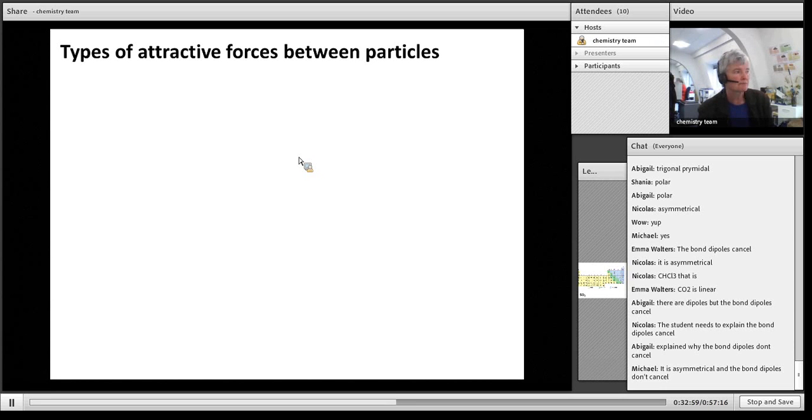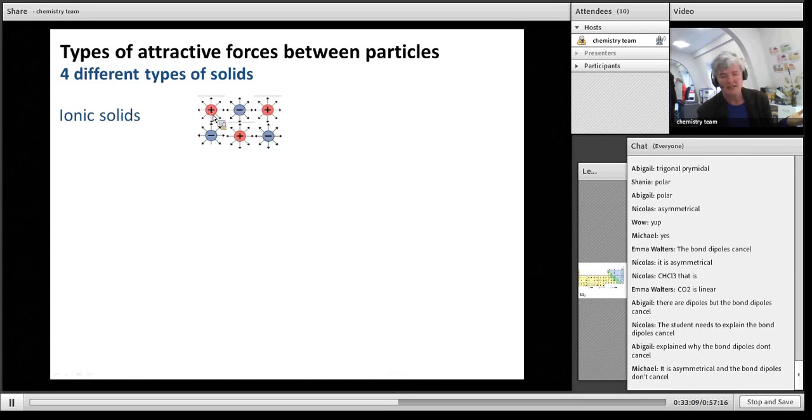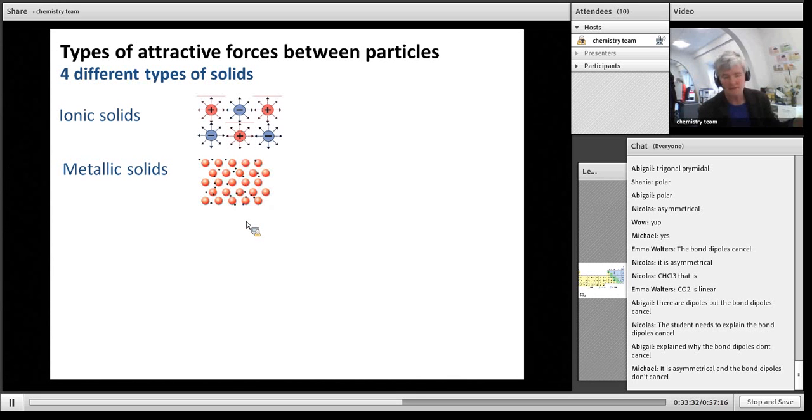So there are the 4 different types of solids that we've classified. Ionic solid. An ionic solid is something with cations and anions. I've just done a 2-dimensional layer here where every cation would be surrounded by an anion and every anion would be surrounded by cations because opposites attract. And we'll go into that in more detail. Metallic solids, those are all your metals, your gold, your copper, your silver, your potassium, all the metals, aluminium.